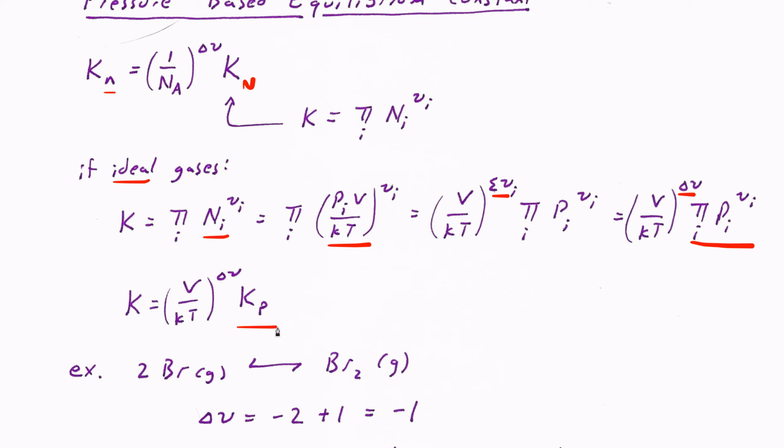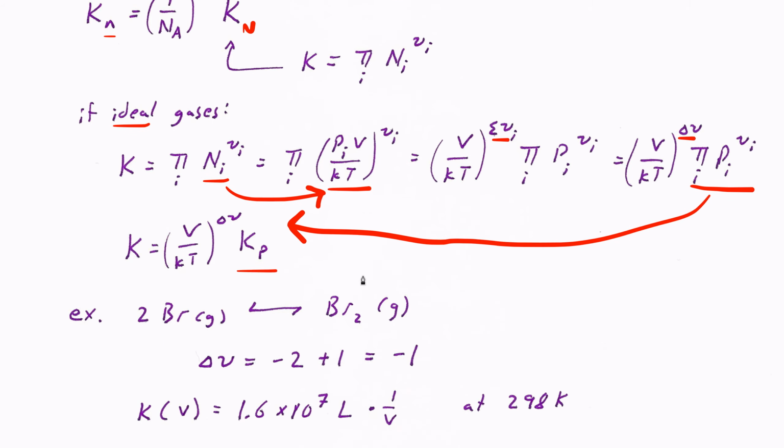I define that product and call it K sub P. It looks like an equilibrium constant, but using pressures instead of molecules. And what we've discovered is that the equilibrium constant written in terms of molecules is related to the equilibrium constant in terms of pressures by this factor V over KT, or V over RT, raised to the delta nu. You can think of this V over KT to the delta nu as essentially just a unit conversion that will allow us to convert units of pressures to units of moles, just like we did here using the ideal gas expression. So to make sure that idea is clear, we can work an example.